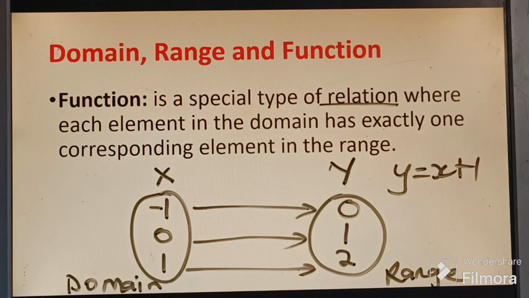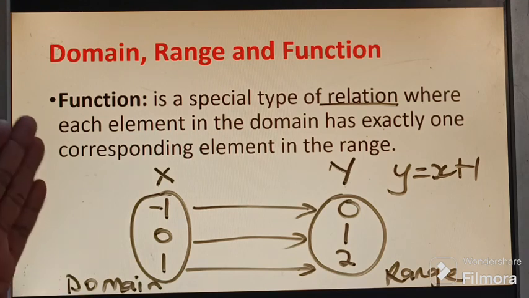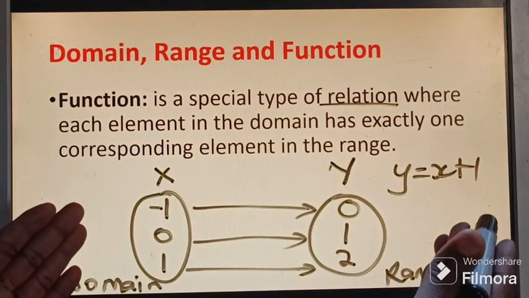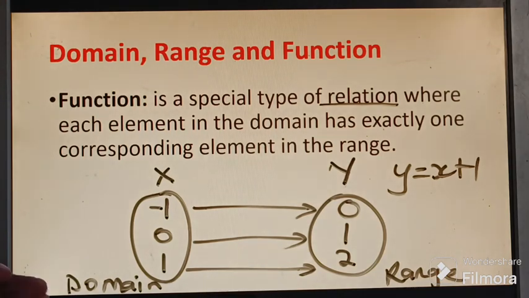So basically, we are saying a function, it is a type of relation, meaning there are other types of relation, and those ones we're also going to cover later as we discuss mapping and functions.